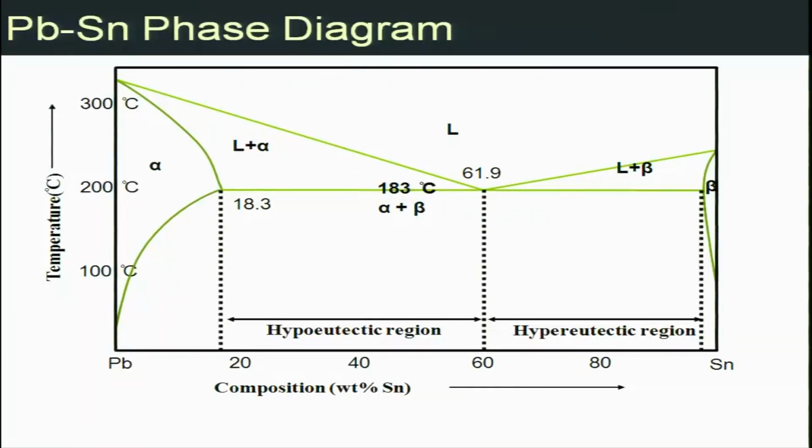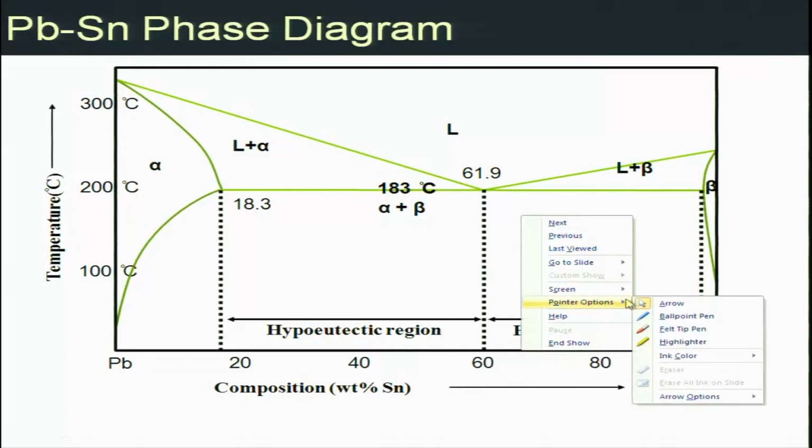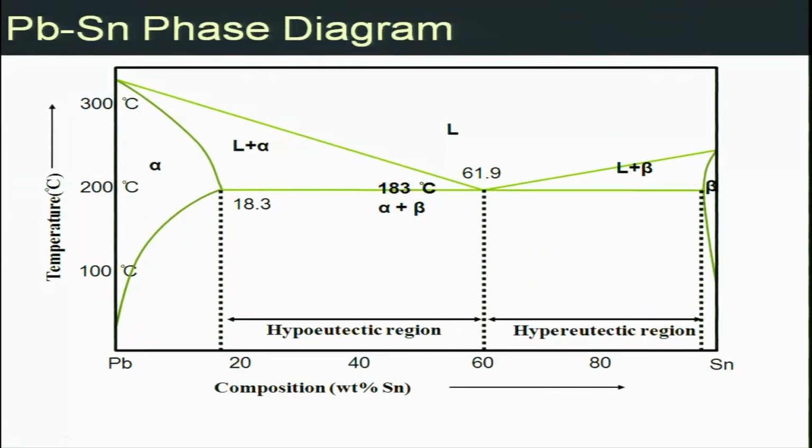Sorry, yeah. So the region between 18.3 and 61.9 is called the hypo-eutectic region, whereas the region between 61.9 and, let me just see, I think it's about 96% roughly. I may be wrong, but it's in this range. So between 61.9 and this point, the alloy is called hyper-eutectic.